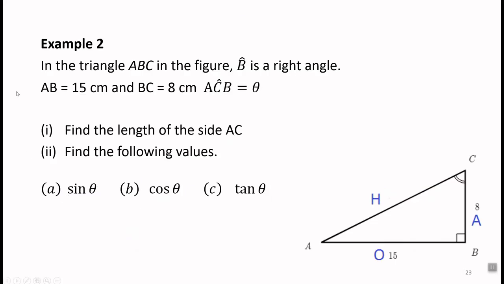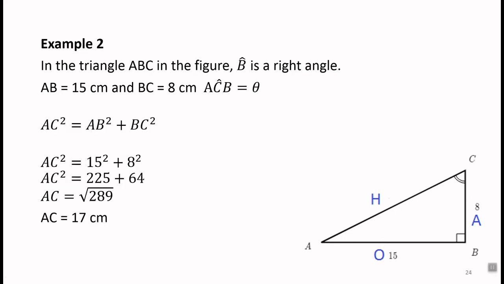Example. In the right angle triangle ABC, B is 90 degrees, AB is 15 centimeters, BC is 8 centimeters, and theta is angle ACB. So this angle you have to mark as theta. Find the length of AC. You can use Pythagoras theorem to find the length of AC, then you need to find the trigonometric ratios. First use the Pythagoras theorem.